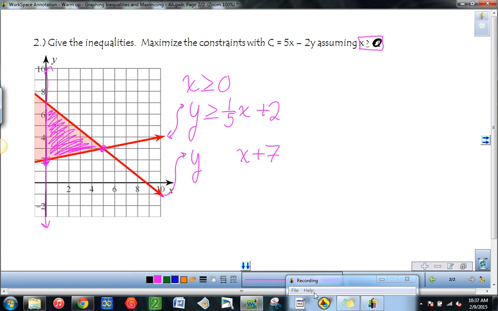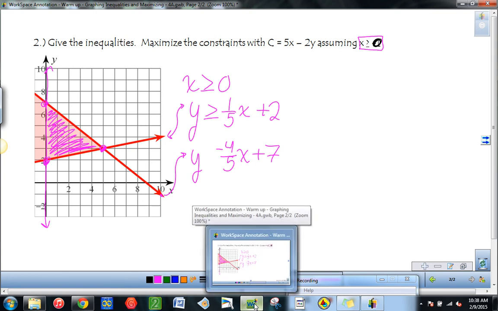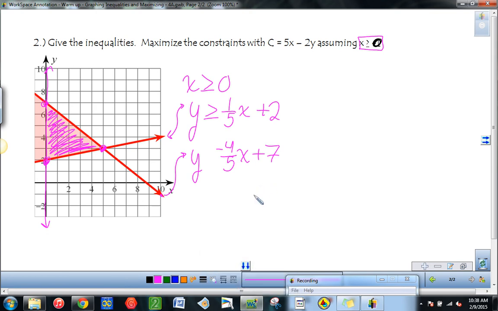What's the slope between this guy and this guy? Negative. Thank you for saying negative. 4/5. I couldn't catch that. Is it less than? And where are you shaded? Are you shaded above or below? Below, so it's less than that line. Your y values are smaller than that line. Is it equal to or not equal to? It's also equal to. So those are your equations. Cool? Plug it in.